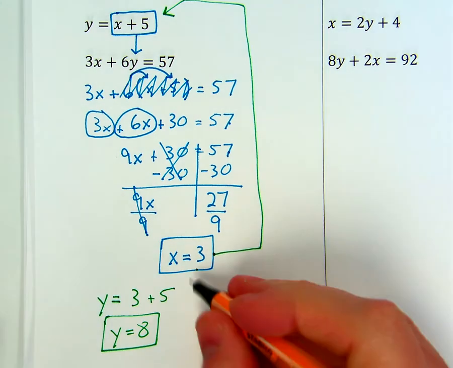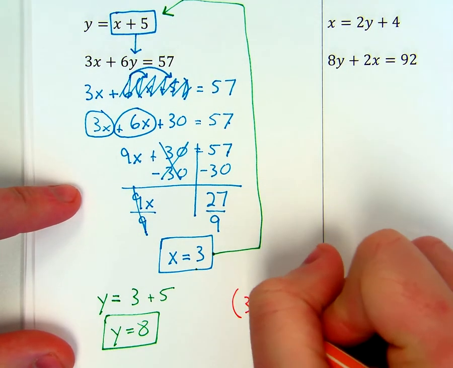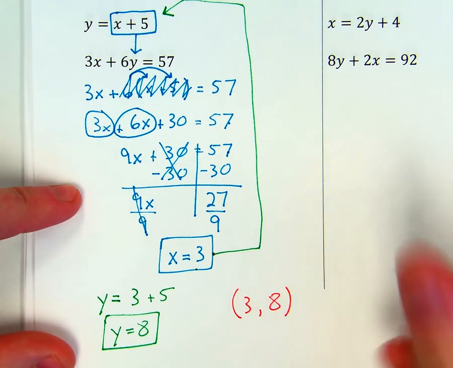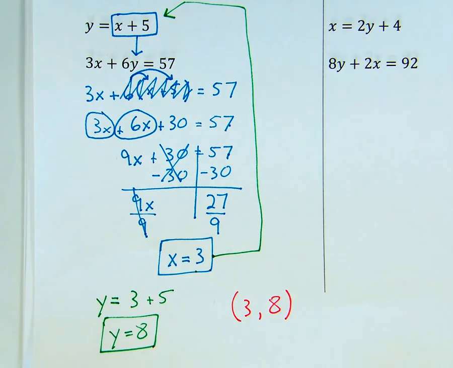Now that we know both x and y, we can write our answer as a coordinate pair, which will be 3, 8. Remember, the x comes first in a coordinate pair, the y comes second.